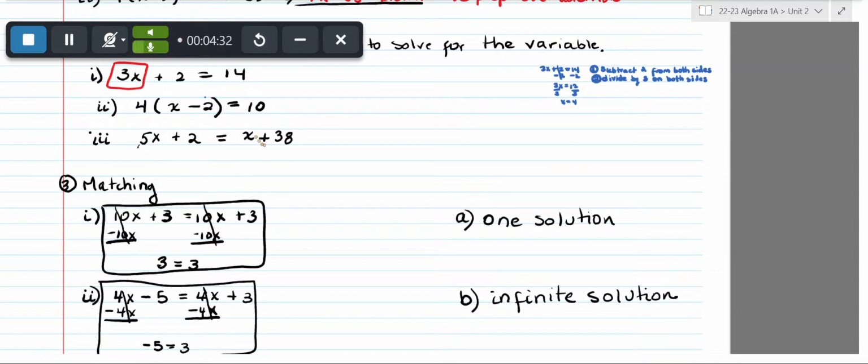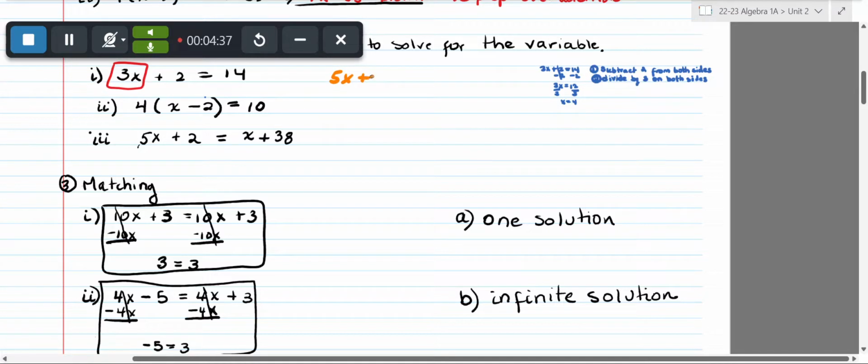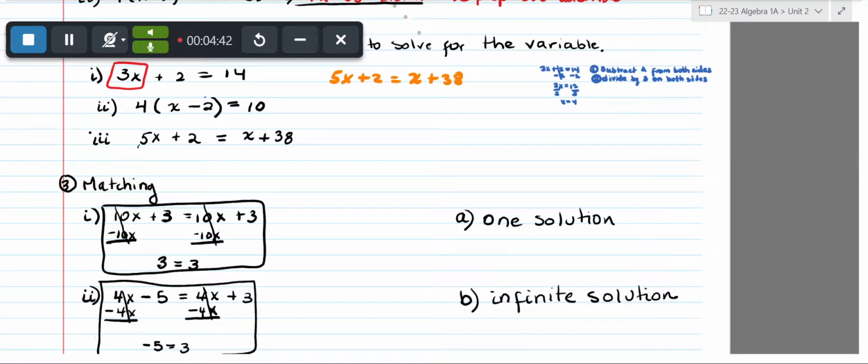All right, the last example, 5x plus 2 equals x plus 38. In this one, once again, please try not to do the steps in your head. Just write them down on a piece of paper. That's why you have scratch paper on the test, okay? So the first thing is you want to move all your variables to the left. And so now we have 4x plus 2 equals 38.